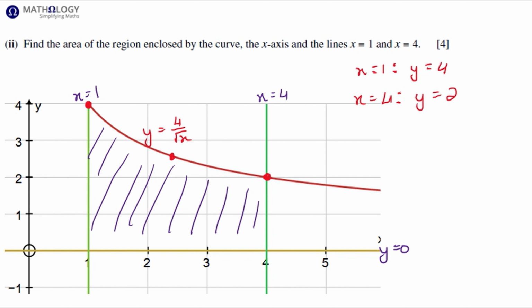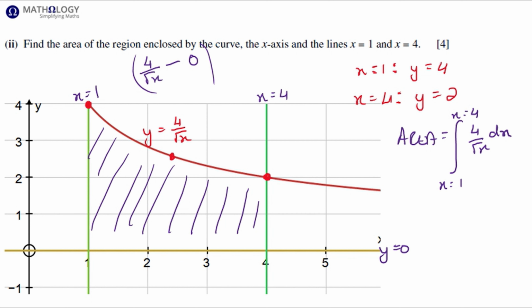So we are going to be integrating the area enclosed by these curves equals the integral. The boundary lines are x equals 1 and x equals 4. So we're integrating between x equals 1 and x equals 4 of the curve. So the top curve, which is 4 over root x, minus the bottom curve, which is y equals 0. So essentially we just have the expression 4 over root x, and we're integrating with respect to x.